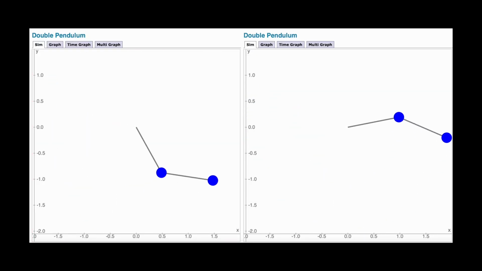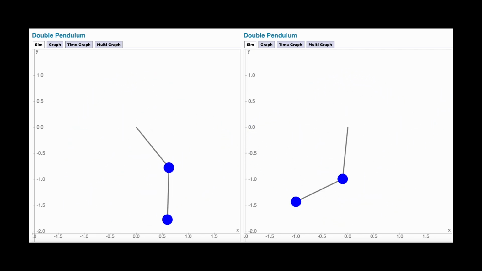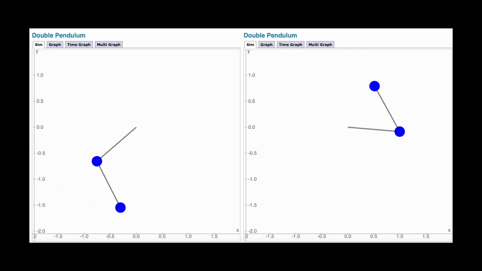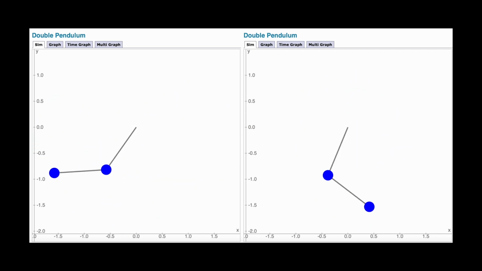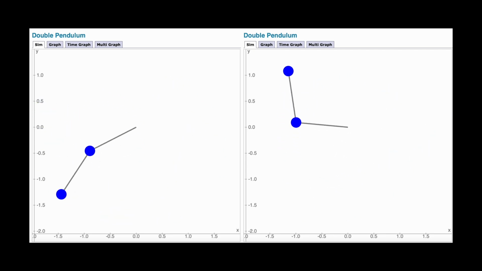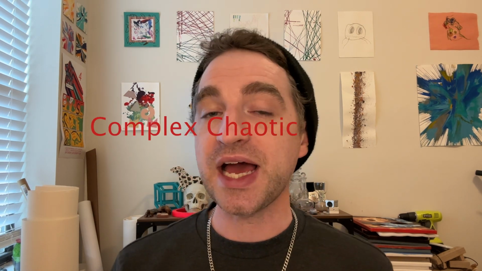Take the double pendulum, for example. The physics behind it are pretty simple. There's no mystery to how this thing works. But slight variations in the position it's released from can lead to a very different series of movements that are pretty much impossible to predict with any sort of accuracy beforehand. This is what's known as a complex chaotic system.